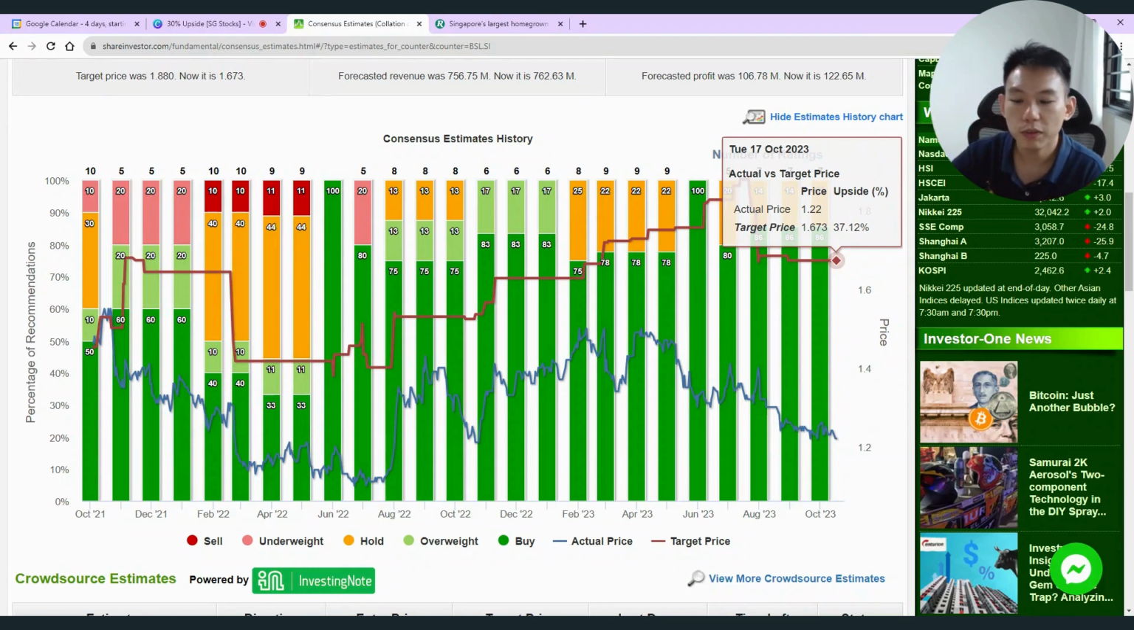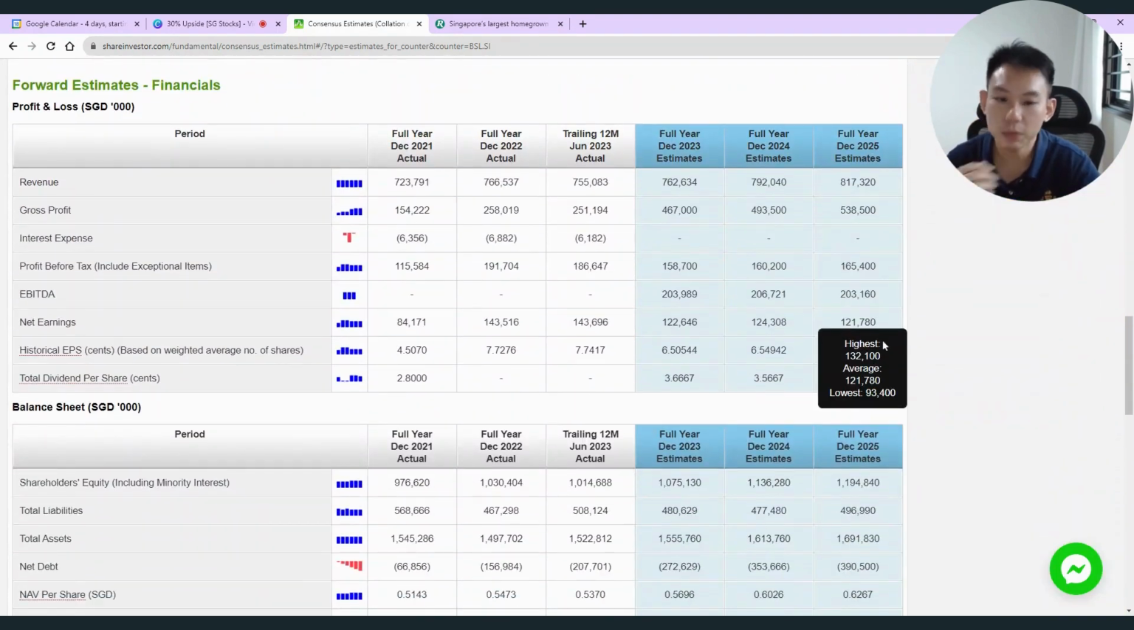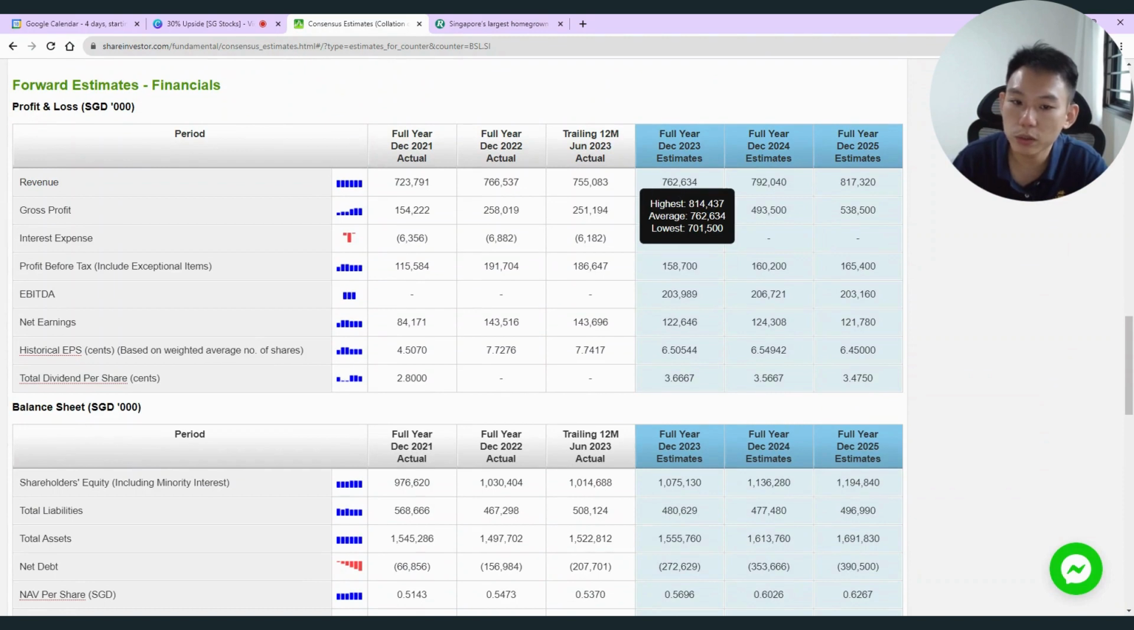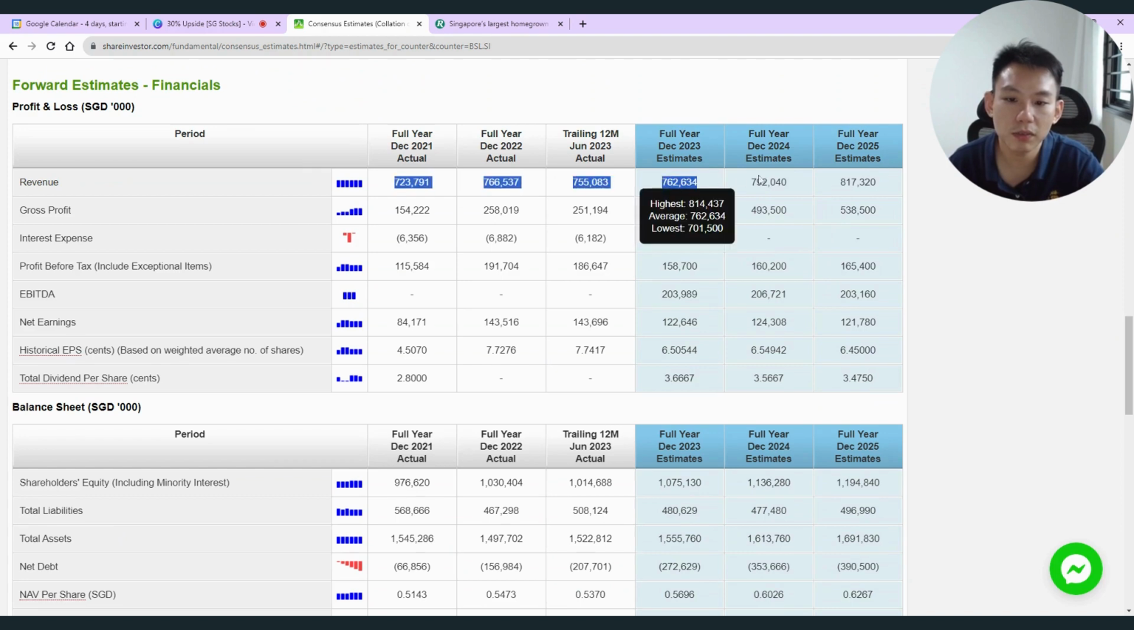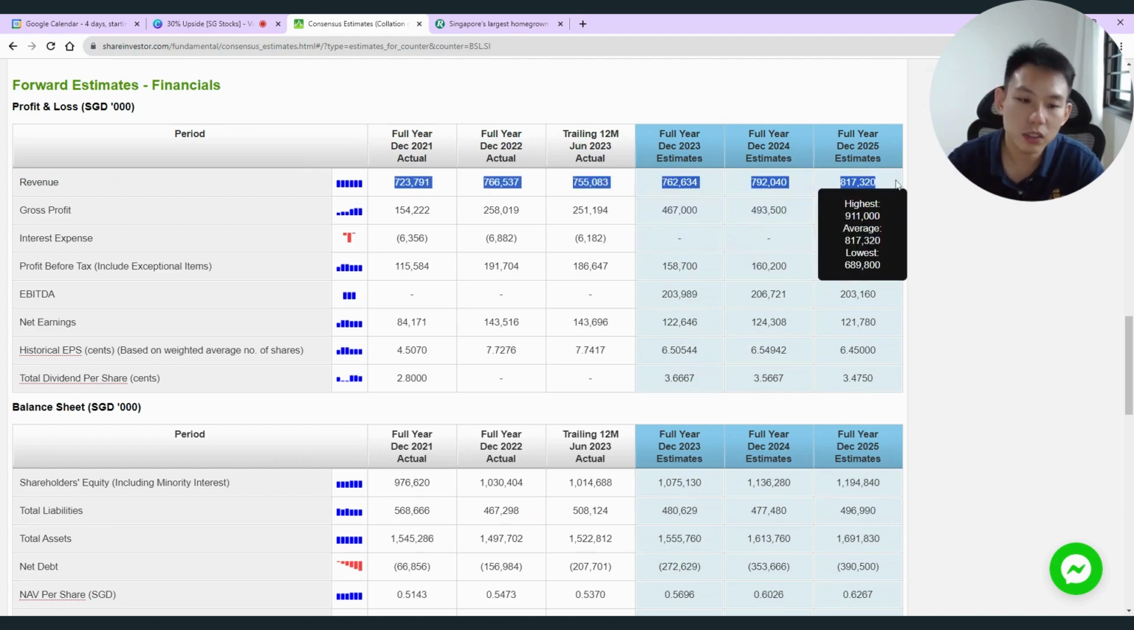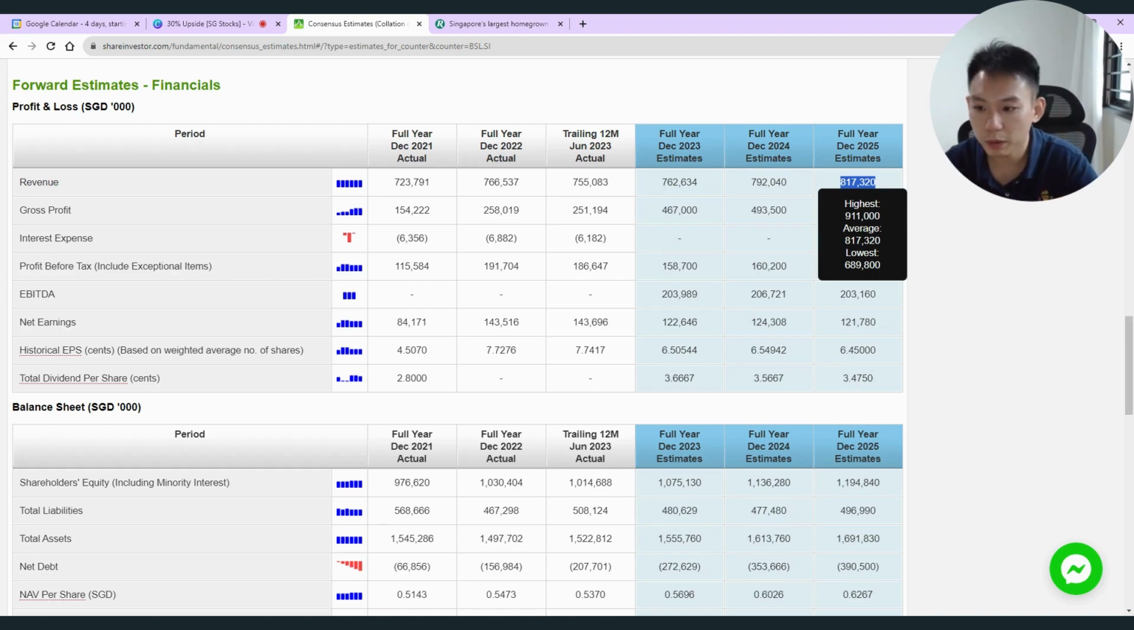As to why the Raffles Medical share price has not seen an uptick in the past 2 years, it may be explained by the forward estimates from the analysts. When you look at the revenue trend over here, analysts are saying that the revenue will stay constant, or rather stable, from 700 plus million to only 817 million by 2025. So that is very slow growth, I would say.